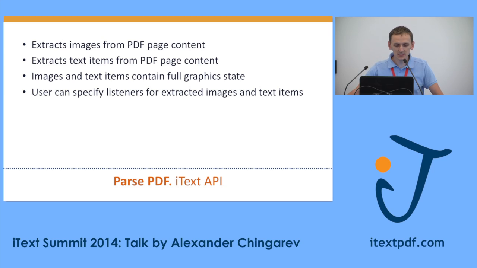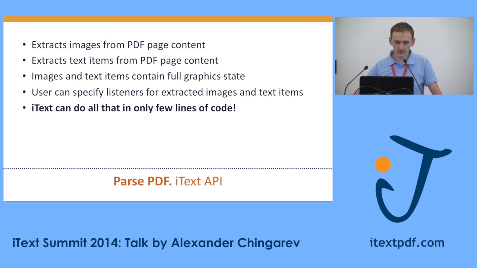So basically, what does a user want to see in a normal PDF parsing API? Users want to extract images and text items from PDF content. User wants those images to contain all the graphic state. Well, anyway, all the maximum possible information related to extracted images and text items. And in some cases, the user may want to specify some additional actions to extract images and items. And I want to show you that with iText you can do it in only a few lines of code.